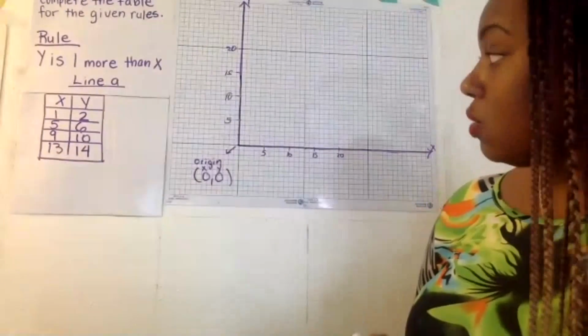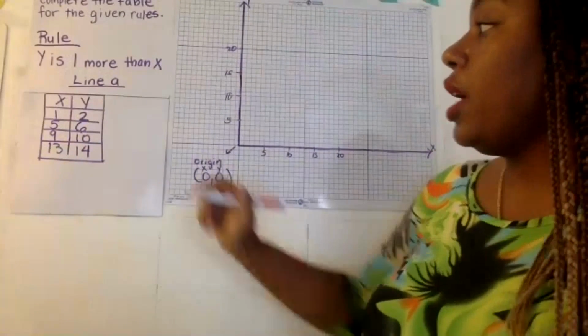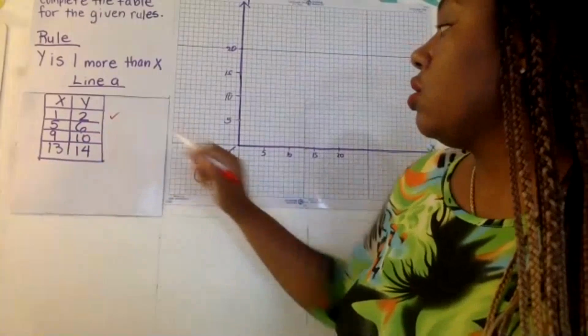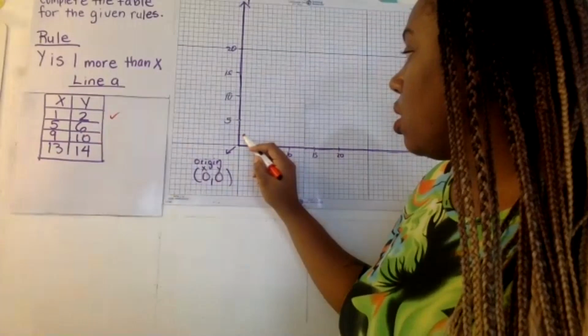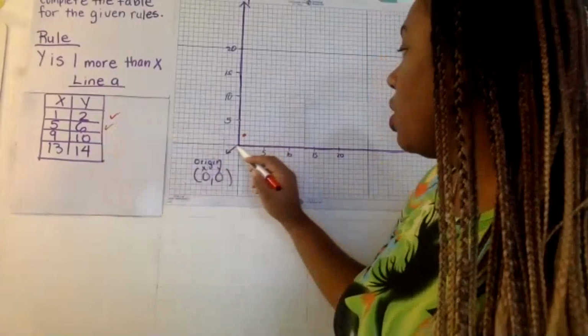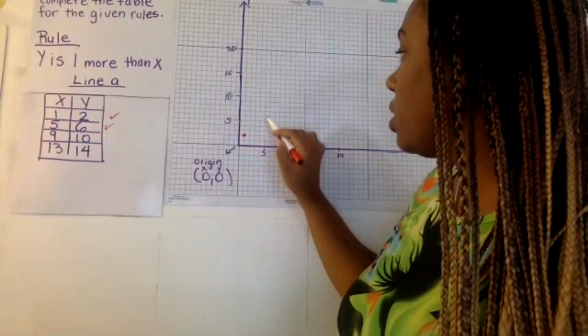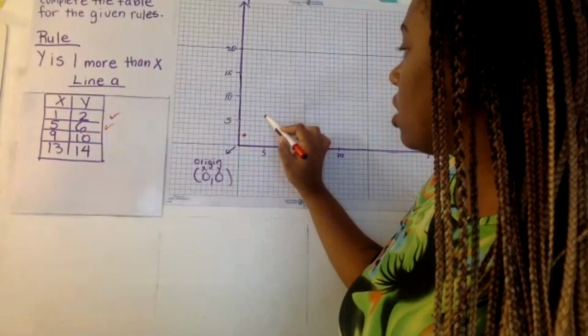So now we need to plot our points, and I'm just going to use red to plot our points. So our first coordinate pair is 1, 2. So we go across to 1 and we go up 2. Our second coordinate pair is 5, 6. We go across to 5 and go up to 1, 2, 3, 4, 5, 6.